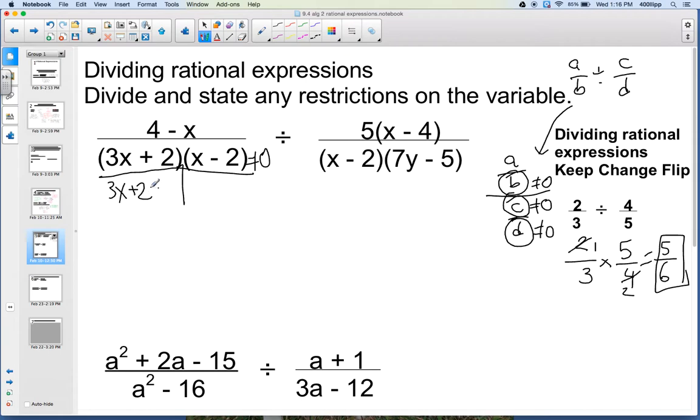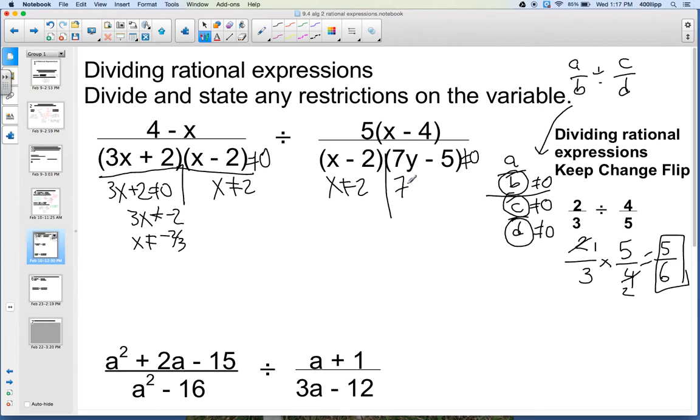3x plus 2 cannot be 0. 3x cannot be negative 2. So x cannot be negative 2/3. This one, x cannot be 2. Here, this cannot be 0, so x cannot be 2 again.